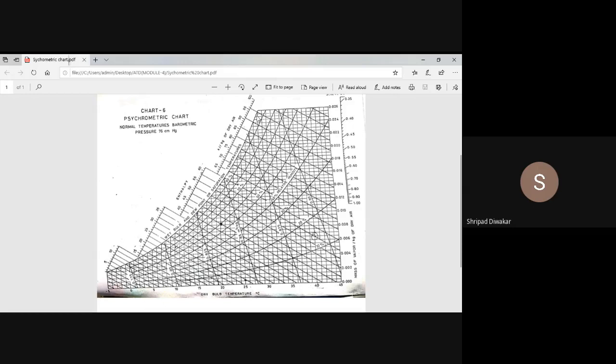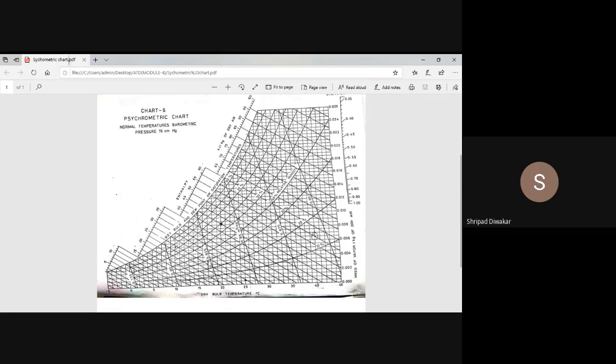First, see the three lines. The first is the x-axis, and the vertical lines projecting from it are called dBT lines. Now see the y-axis. The y-axis is a straight line, and the values on it indicate your specific humidity lines. Next, this is the important thing. This is called the saturation curve. On the saturation curve we are going to represent two temperatures: one is the wet bulb temperature line, and one is the dew point temperature line.